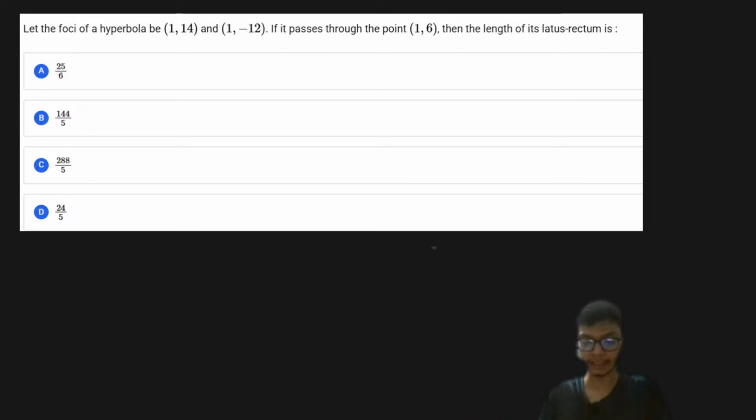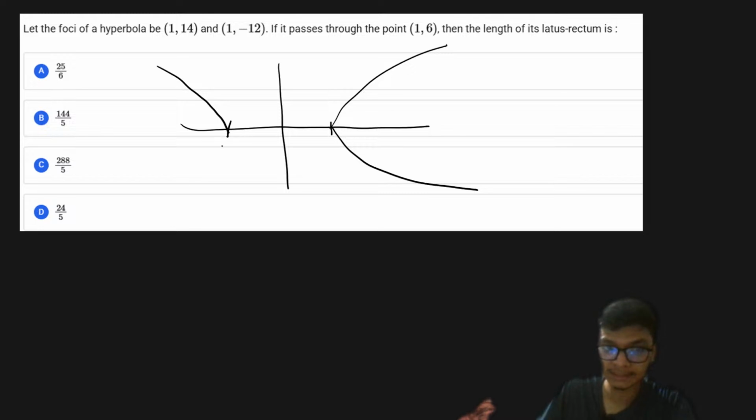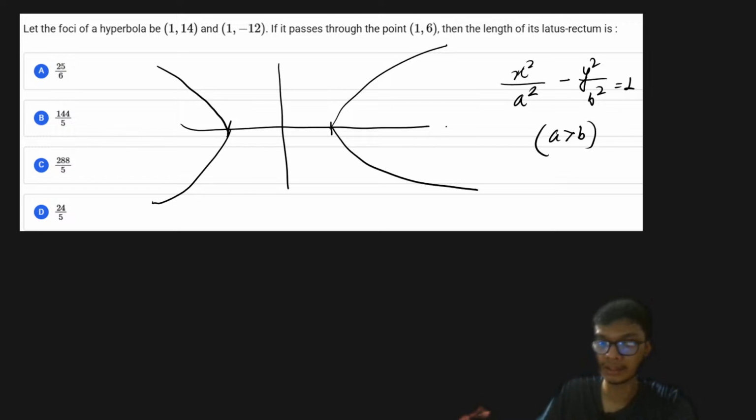As in the case of an ellipse, a hyperbola will also have two foci, right? So it is saying that the hyperbola has two foci. Let me try to draw and explain what the hyperbola looks like. The standard equation of a hyperbola is x square by a square minus y square by b square is equal to 1, right? And when a is greater than b, the major axis is going to be the x axis, right? So let us take the general case when a is greater than b.